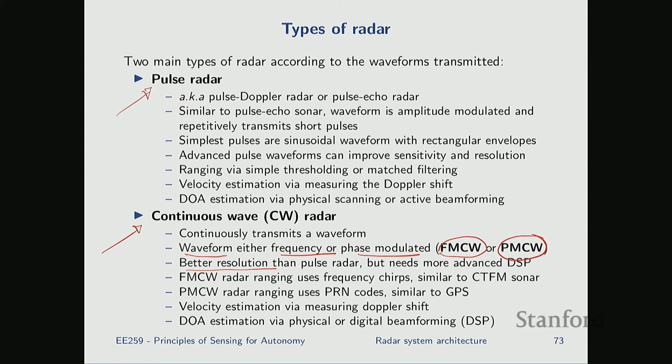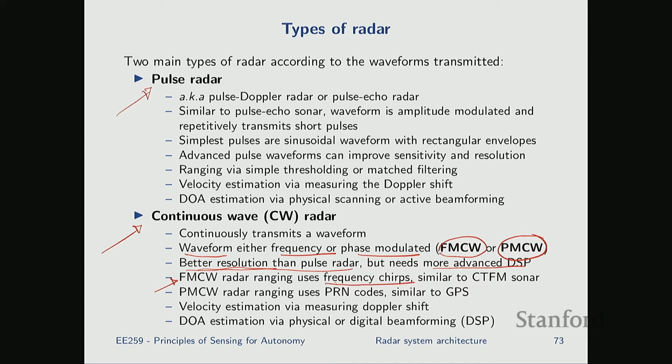What's good about them is that they have better properties, like better resolution, smaller size, no moving parts and things like that, the CW radar, but they need more advanced DSP. So the complexity basically shifts to the digital domain in DSP for the CW radar. But that's okay, because these days we have very capable compute platforms always for these robots, so we can handle complex DSP. FMCW radar, basically, it's exactly like CTFM sonar.